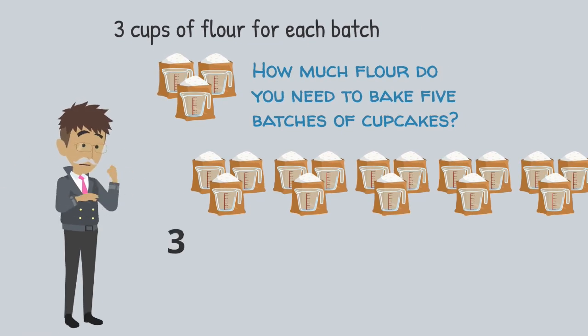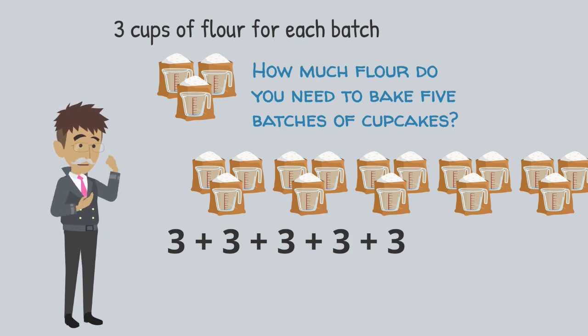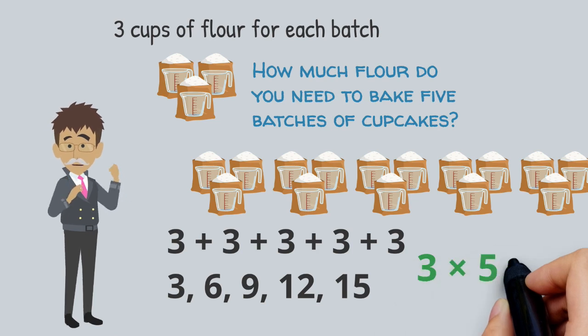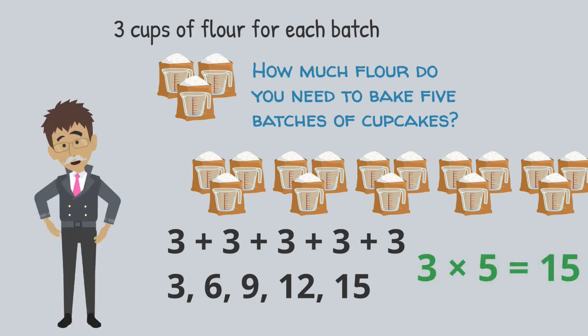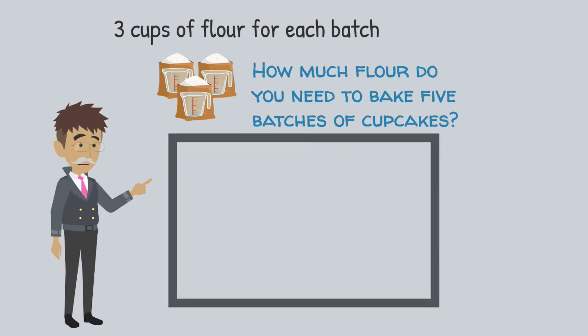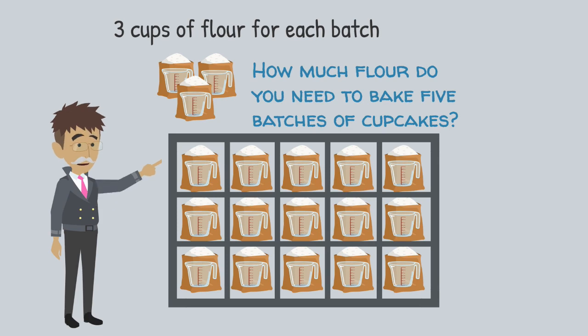First, we could add 3 plus 3 plus 3 plus 3 plus 3. We could also skip count 3, 6, 9, 12, and 15. And finally, if we know multiplication facts, 3 times 5 is 15. Another way to think about multiplication is an array. An array is a rectangular arrangement of objects. For example, a 3 by 5 array of flour could look like this. There are a total of 15 cups of flour in the array.